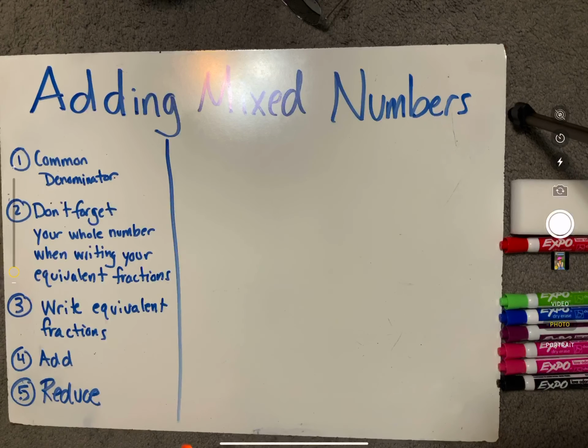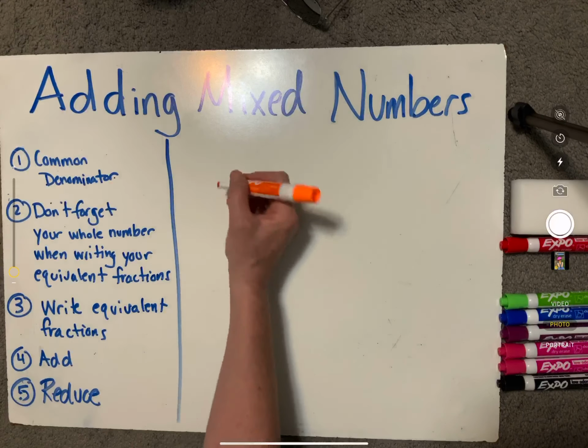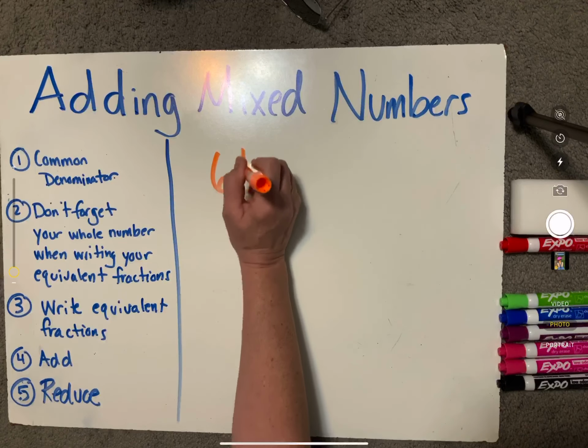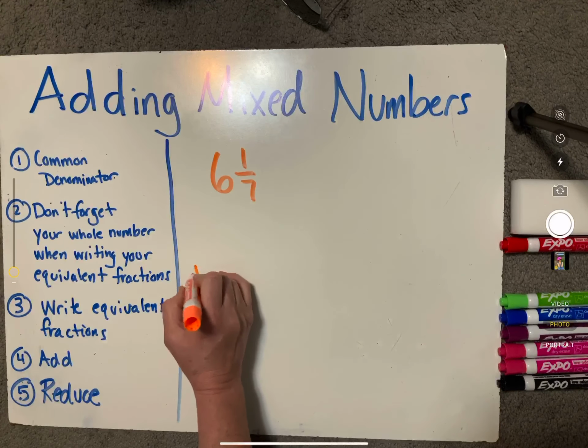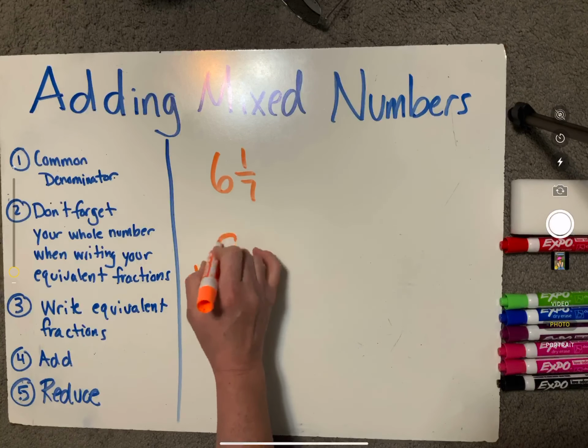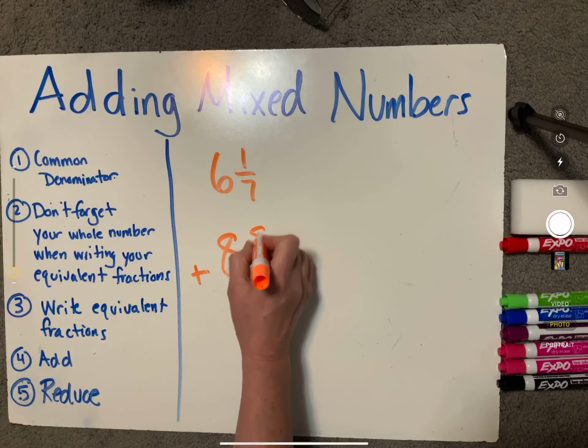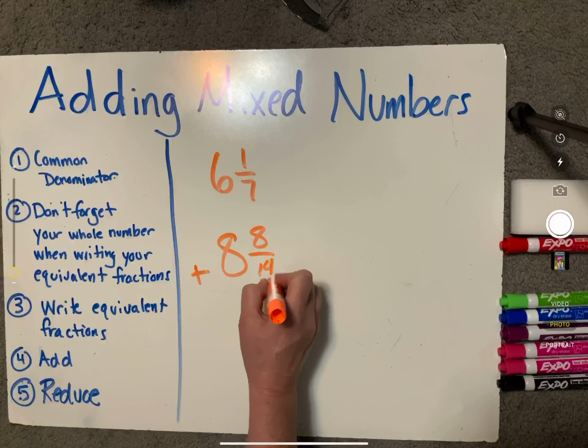So let's try 6 1/7 plus 8 8/14. Okay, so first thing I'm going to do is rewrite my mixed numbers, and then find my common denominator. So I have 14 and 7. The common denominator I'm going to use is 14.